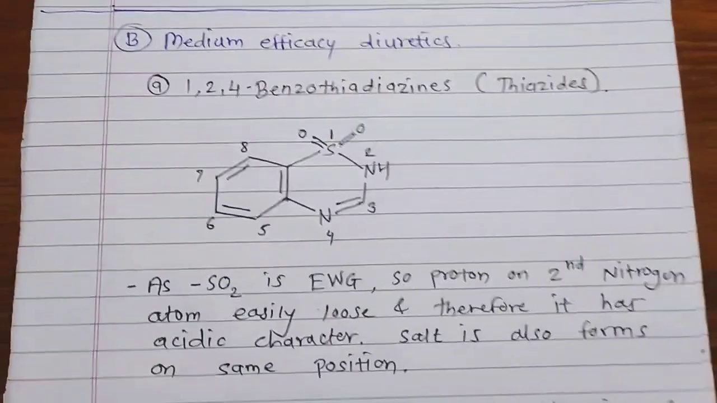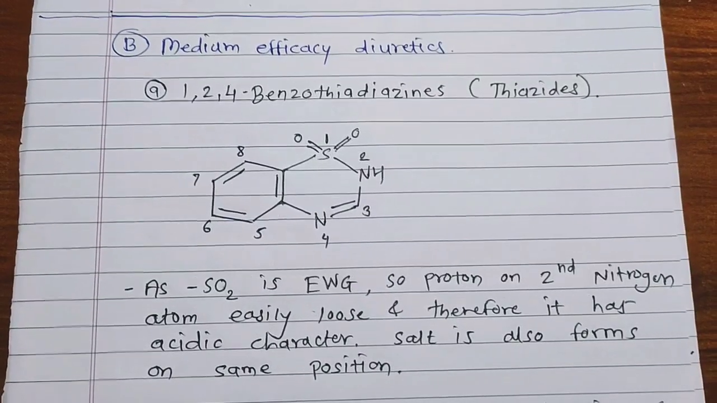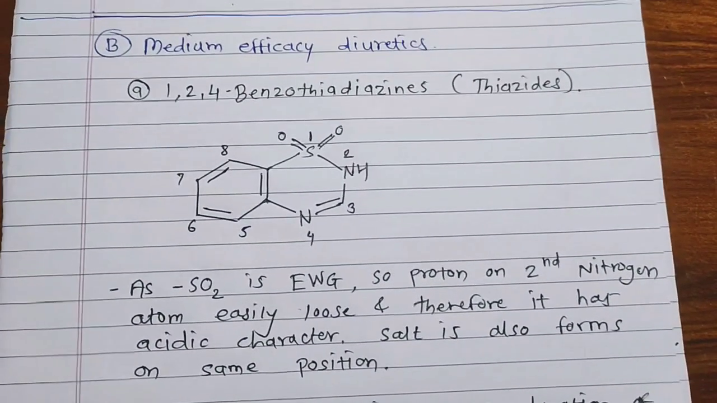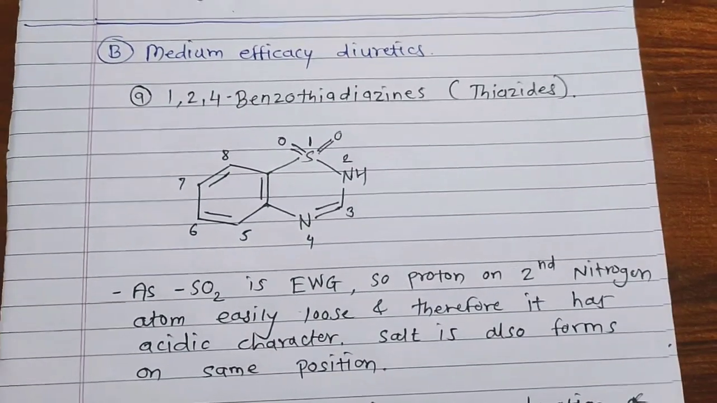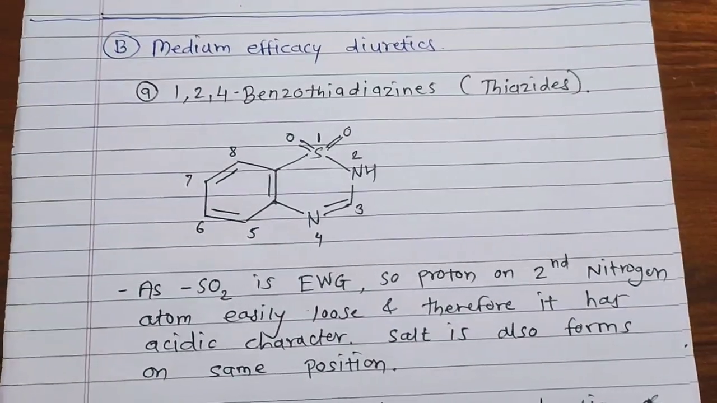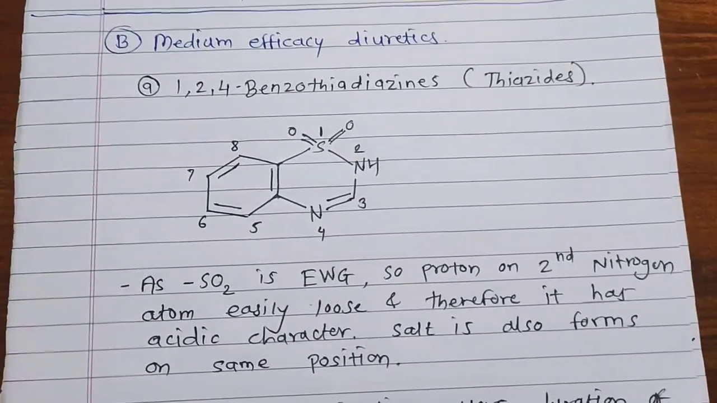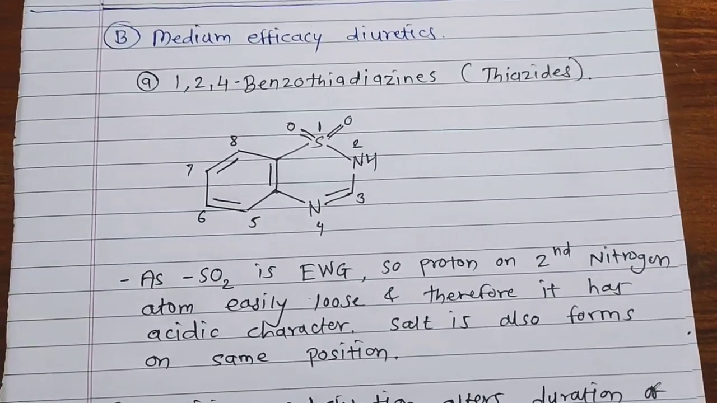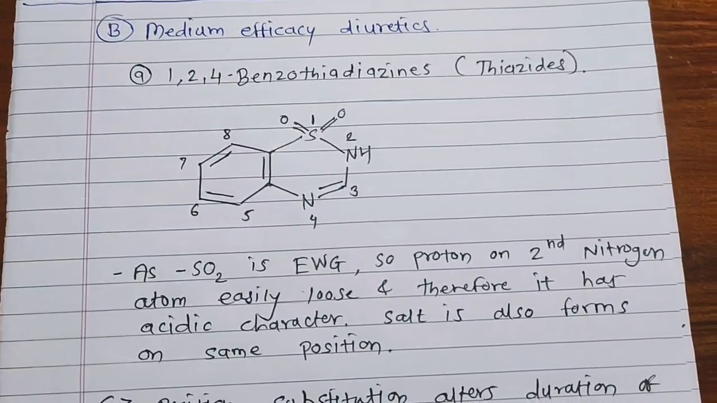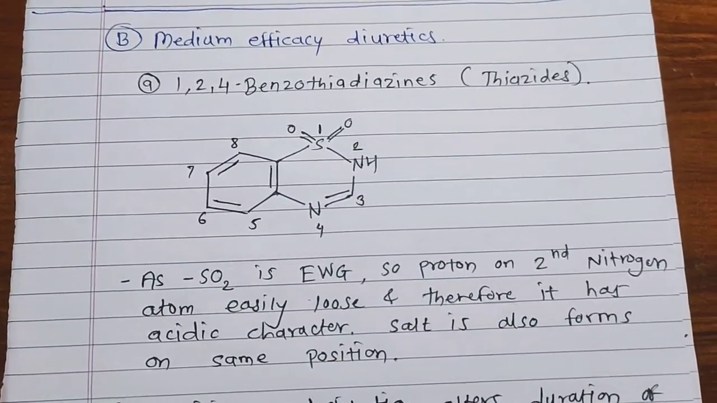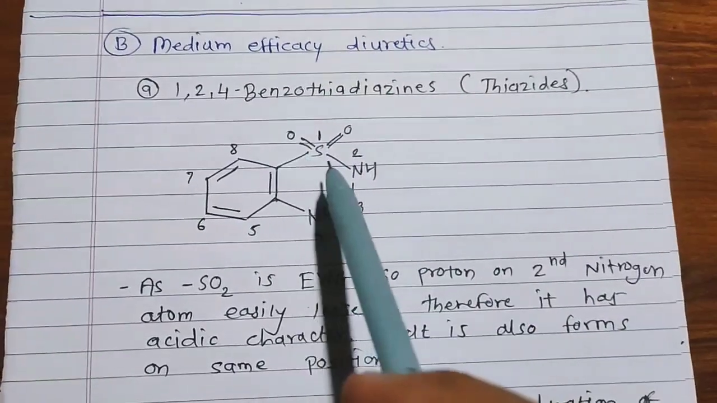The next class we have is the medium efficacy diuretics. In medium efficacy diuretics we again have two classes, that is the thiazides and thiazide-like diuretics. These thiazides are chemically known as 1,2,4-benzothiadiazines, and the general structure of these is shown in this diagram. So numbering starts from the sulfur atom.